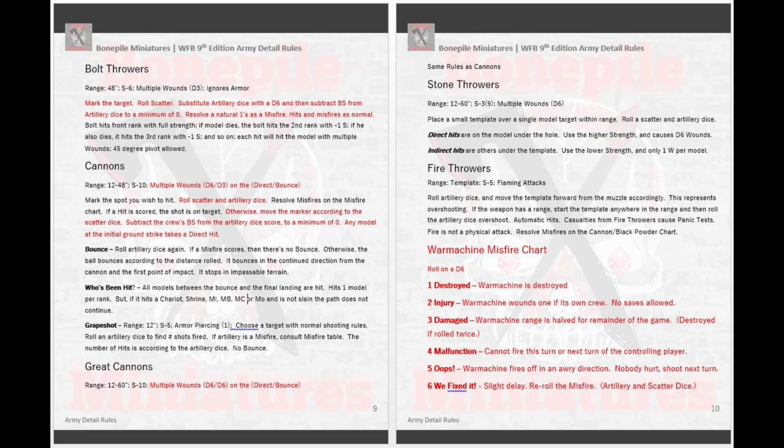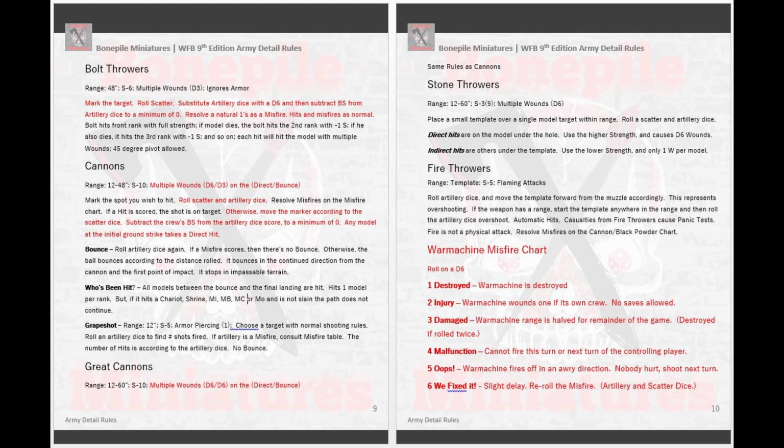This is a general chart that applies to all war machines. So you will consult this chart whether the misfire came from a bolt thrower, a cannon, a stone thrower, or anything else. We wrote this chart with variety in mind, so each die score gives a different result. You roll on this misfire chart using a d6, and the results are more severe with the lower numbers. So let's start reading through the chart.